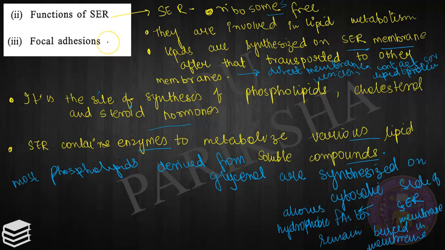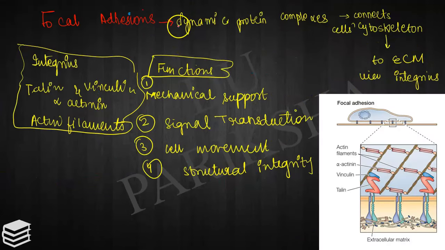Now focal adhesions. So focal adhesions are the specialized structures. Now, what are focal adhesions? Focal adhesions are large dynamic protein complexes that connect the cell's cytoskeleton to the extracellular matrix by integrins. Okay. So if we see the structural components, we have integrins. You can see here, these are integrins, these sea blue and purplish blue colors.